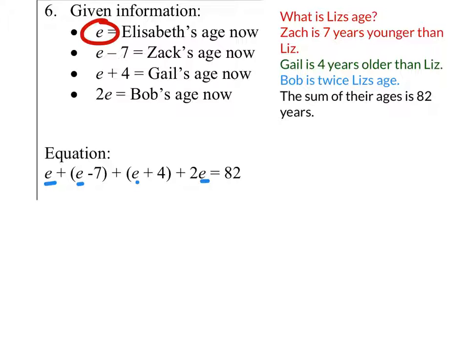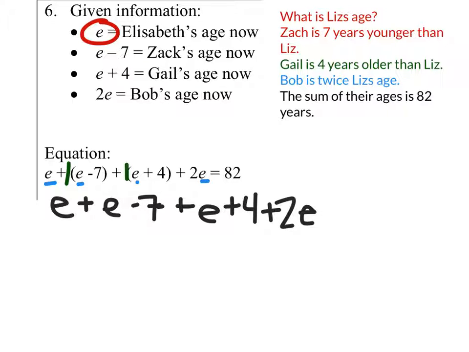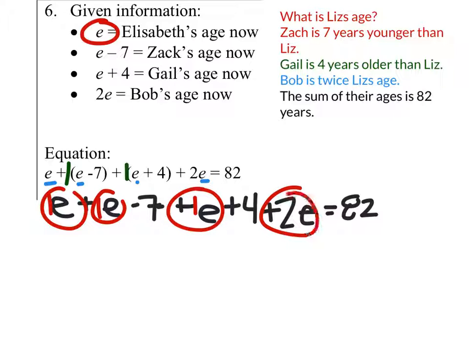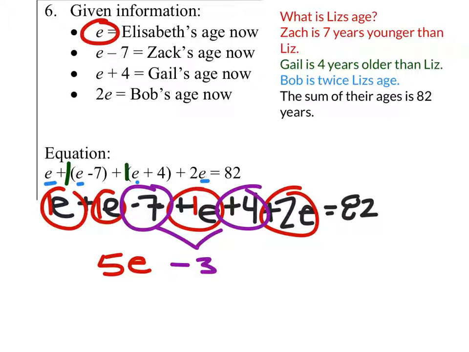Some of you guys may be helped if we show 1 in front of the 2 sets of parentheses. But it doesn't matter when we distribute that. We get E plus E minus 7 plus E plus 4 plus 2 of these E's. And that would equal 82. So when I combine my E's, 1, 2, 3, 4, 5 E's. I got 5 E's. Then I got negative 7 plus 4, which would be negative 3. This all equals 82, which is very nice.